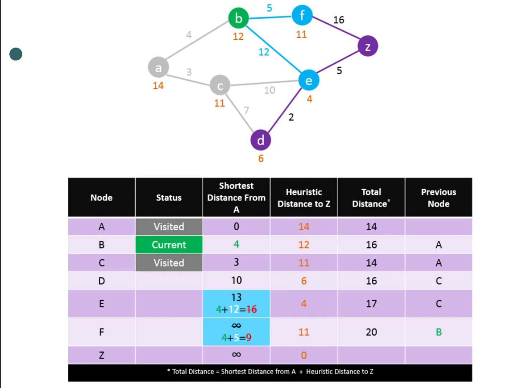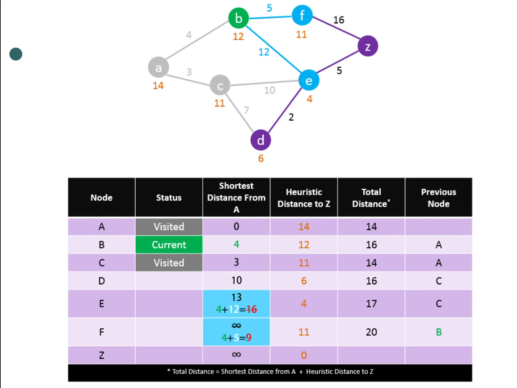Since we already visited E via C and got a minimum cost of 13, when compared to 13, 16 is greater. So we will neglect 16 and consider only 13 for the shortest path, and the total distance is 17. The previous node for E is C. Since B has a value of 16, we are considering only node C.